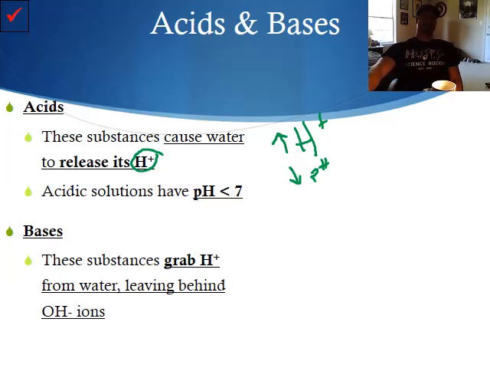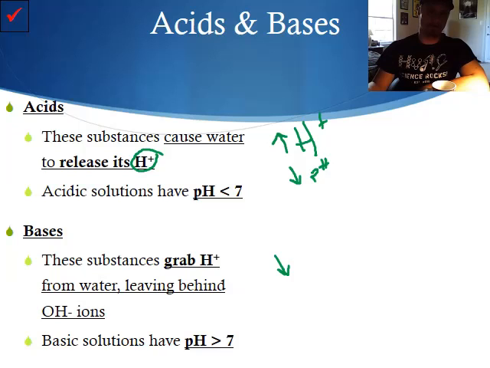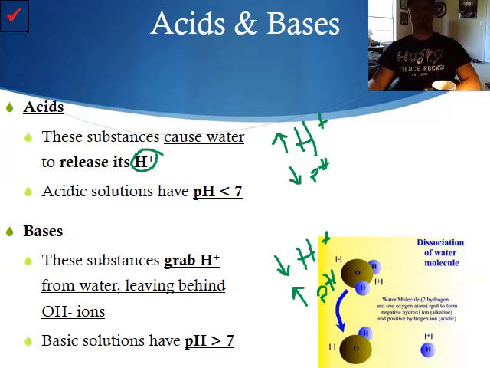Bases, on the other hand, these substances grab hydrogen from the water, leaving behind OH ions. And basic solutions have a pH of above 7. So bases have a low hydrogen concentration and a high pH. Boom.